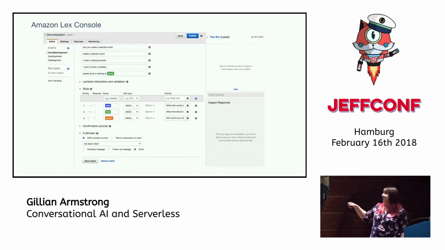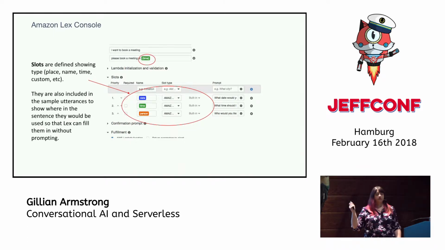So if we scroll down the screen, you'll see the slots. So here we've got date and time and person. And hopefully you noticed up above that they were also included in the sample utterances, which helps Lex recognize where in a sentence it should be looking for them. Again, there's no magic here. It was only going to try and recognize the slots that you have defined here for it. These ones are using built-in Amazon slots, but you can define your own custom slots and put anything you want into them. Now, if it recognizes that the user hasn't given that information and it is required, Lex can automatically prompt and gather that information for you.